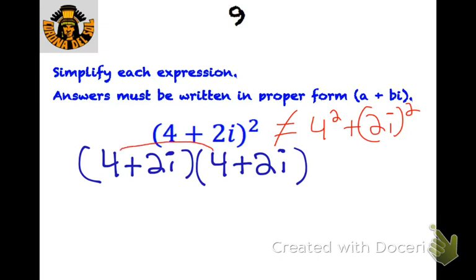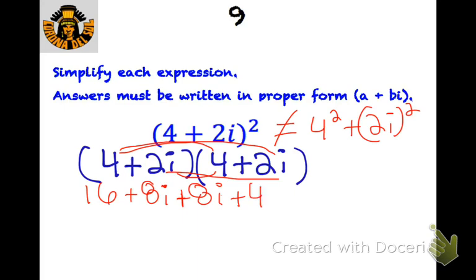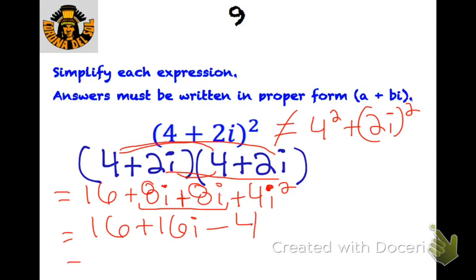So we're going to do first times first. So we're going to get 16. Then we're going to do the outside, so we're going to get 8i. Then we're going to do the inside, so we're going to get plus 8i. And then we're going to do the last times the last. So we're going to get 4i squared. So a little simplifying here. So we have 16. We're going to combine these two guys. So that's plus 16i. Whenever we have an i squared, we're going to make that a negative 1. So that changes the sign. That makes that a negative 4. So final good answer here, best answer, would be 12 plus 16i.